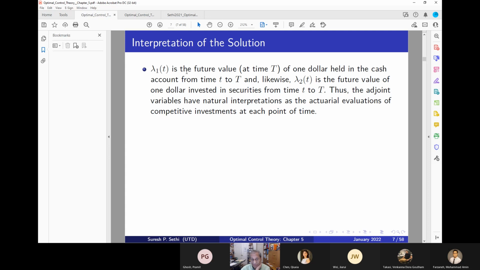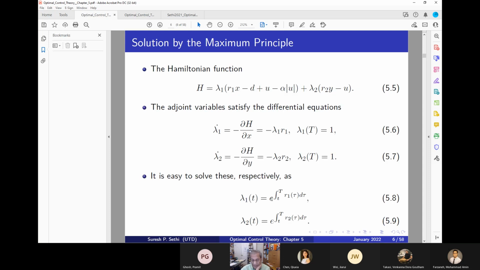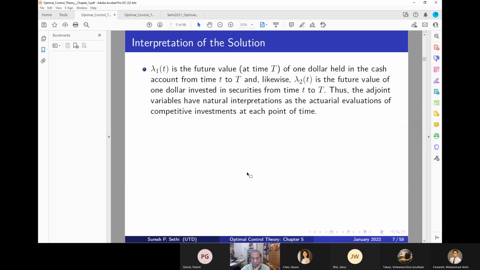So the lambda 1 at small t is the future value, meaning at time T, of $1 held in a cash account from time t to T. So if I had $1 at small t, and I just kept it all the way to capital T, then that's the amount of interest that I would get. It's continuous. Continuous interest means it's e to the power of the time, okay? Same for lambda 2. If I had $1 of security from t to T, earning me R2 at small time t, then we get this interest.